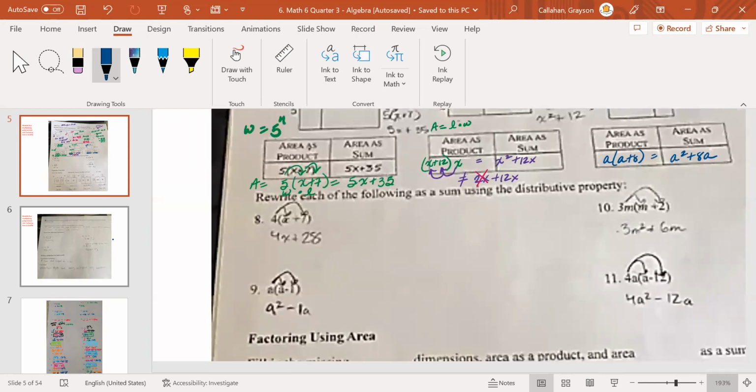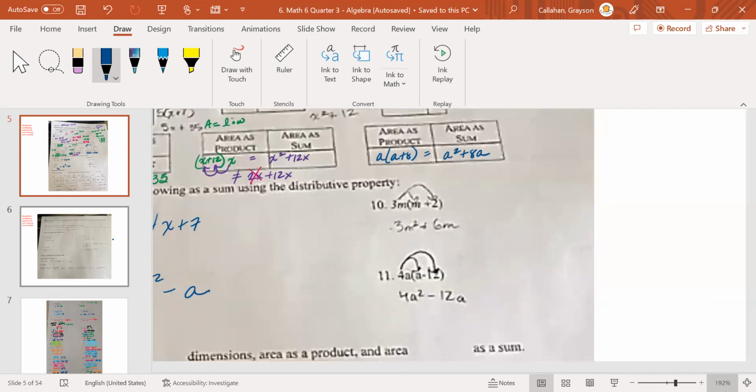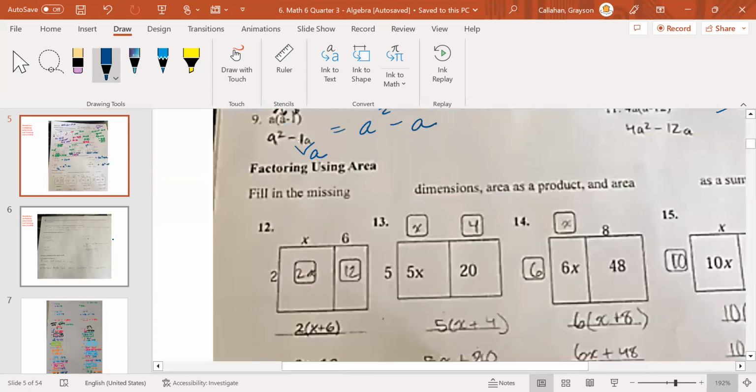For number 8, rewrite each of the following as a sum using the distributive property. So 4x plus 7 is correct. A squared minus A. I see you put a 1A right here. 1 times A is just A, so you can get rid of that 1. For number 10, you will get 3m squared plus 6m. For number 11, you should get 4a squared minus 48.